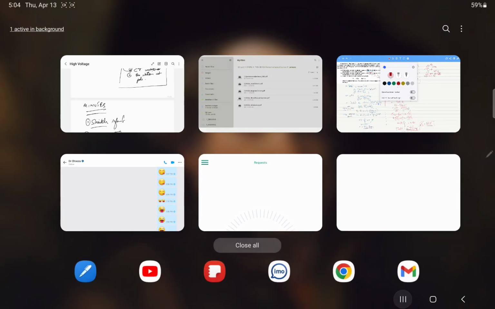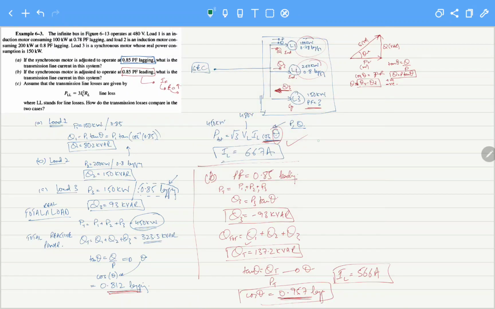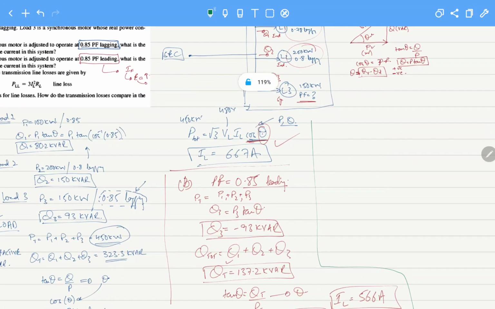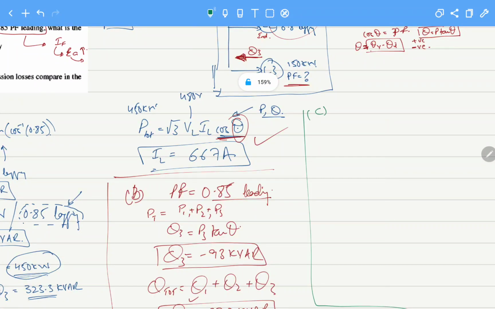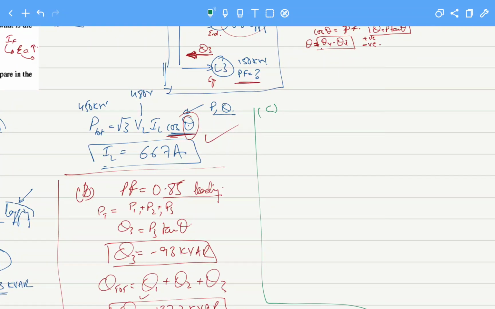And in the last scenario, we are required to calculate the losses, which are given by this equation. For part A, calculate the losses. For part B, calculate the losses and see how much is the difference between the losses.